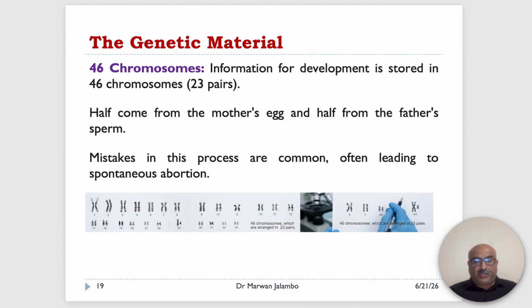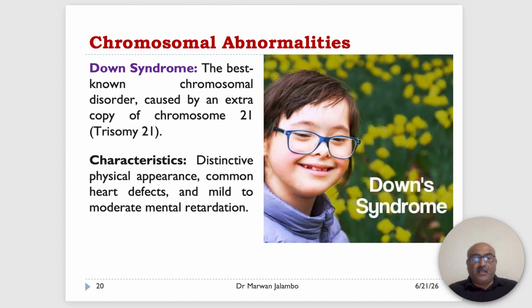The replication and combining of this DNA is incredibly complex. Mistakes during this process are very common, and in many cases, nature's response to a severe genetic error is spontaneous abortion early in the pregnancy. Chromosomal abnormalities. However, some major chromosomal errors are survivable, leading to complex developmental conditions.